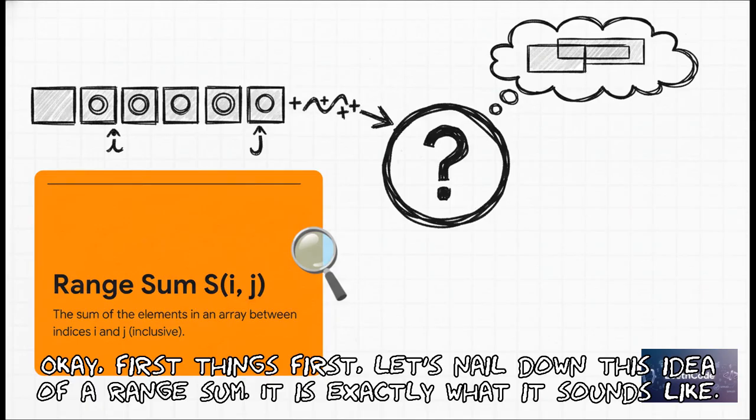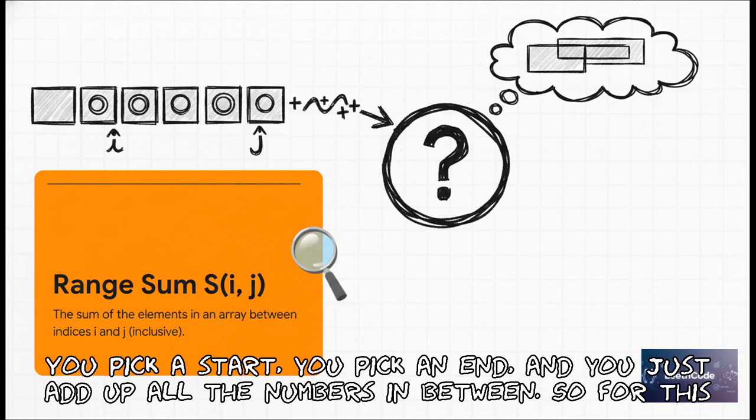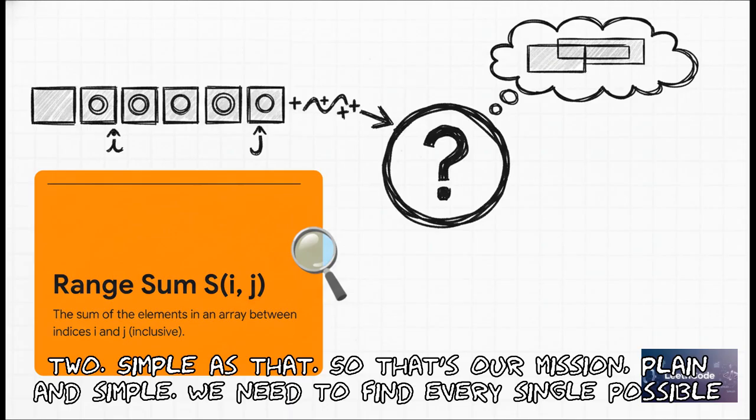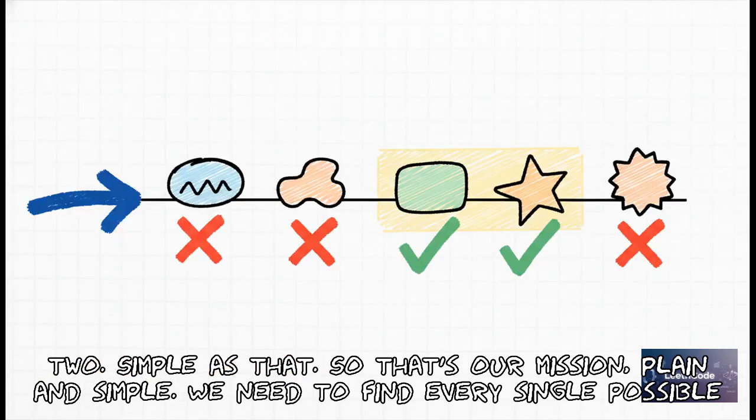Okay, first things first, let's nail down this idea of a range sum. It is exactly what it sounds like. You pick a start, you pick an end, and you just add up all the numbers in between. So for this little array, -2, 5, -1, the range sum from the beginning to the end is just 2. Simple as that.